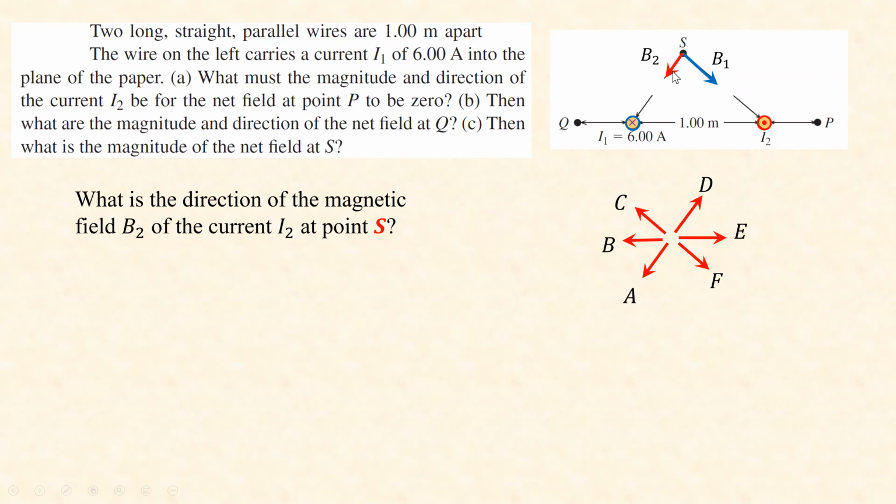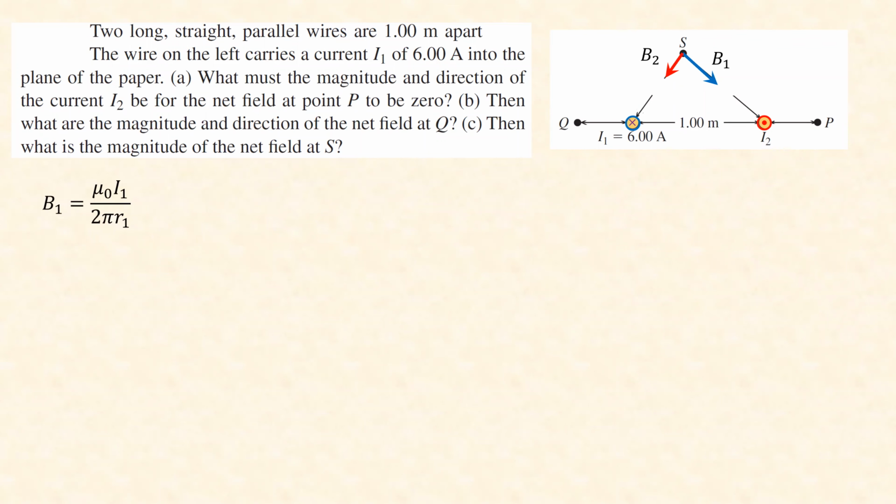The field of I2 happens to be toward I1, and the field of I1 happens to be in the direction of I2, but that is a coincidence because this angle is 90 degrees. If the angle is not 90 degrees, these don't coincide with each other. So be careful.